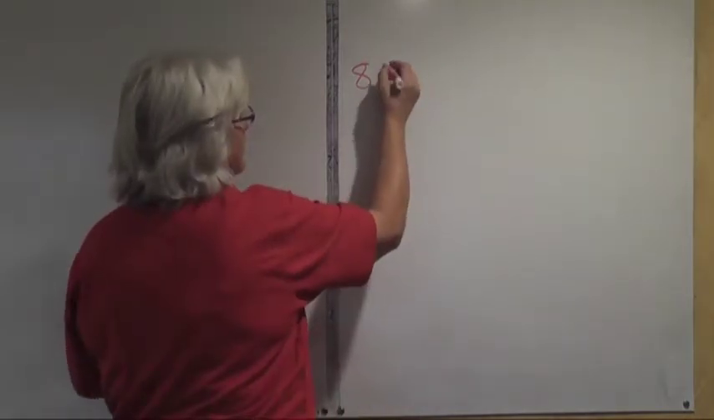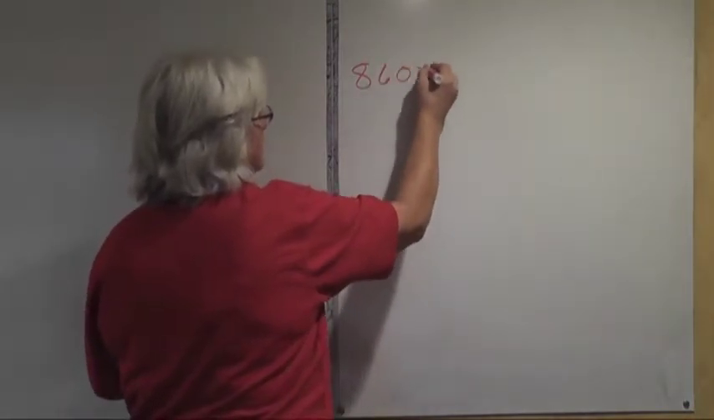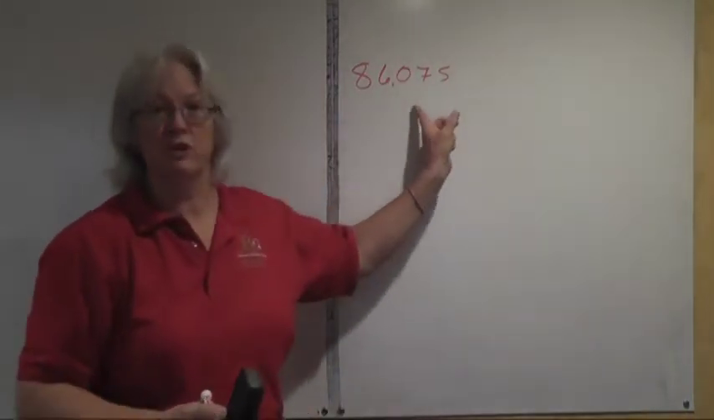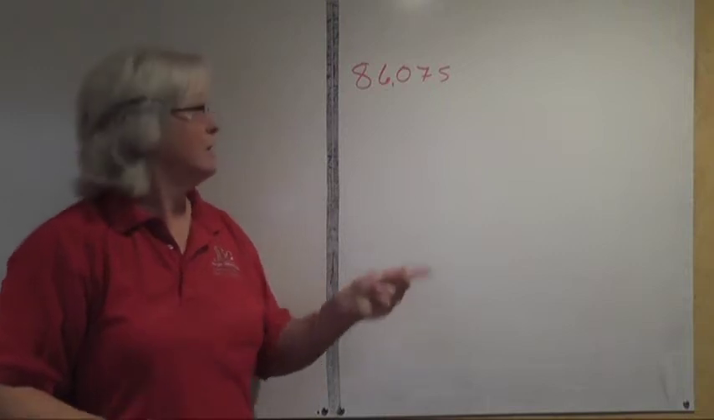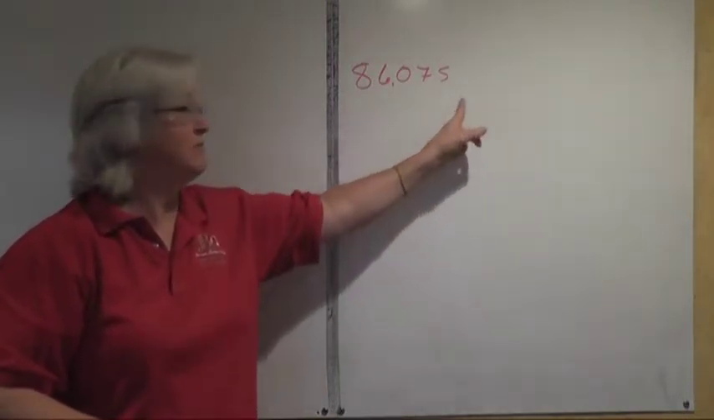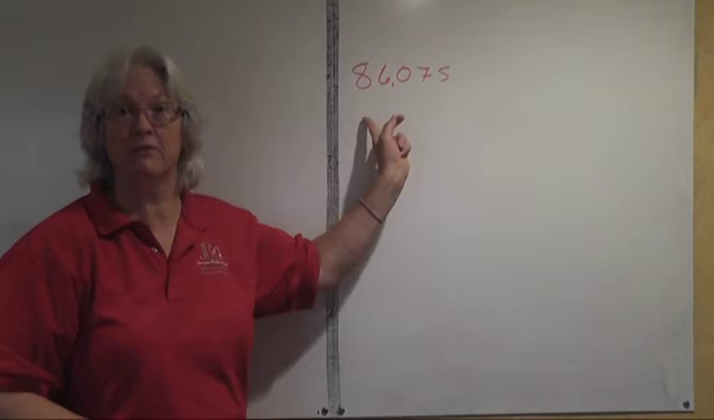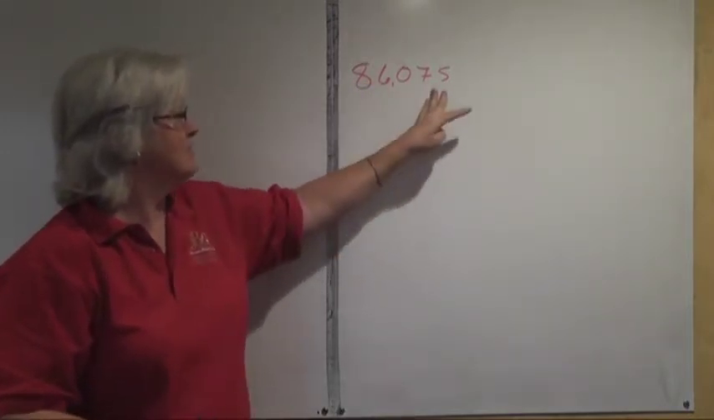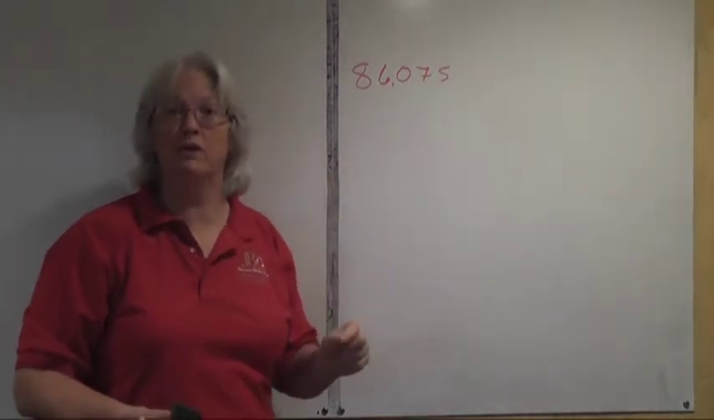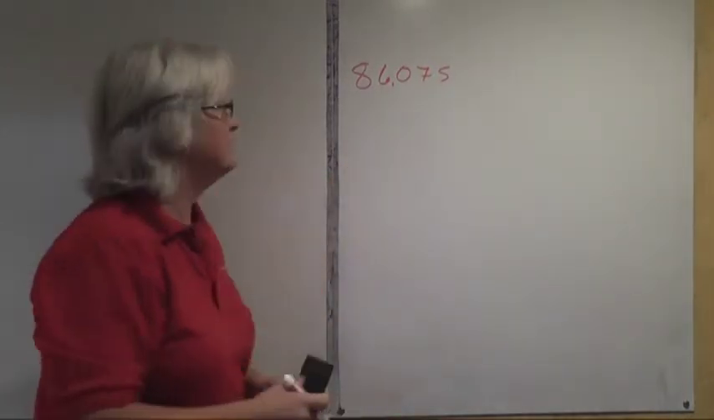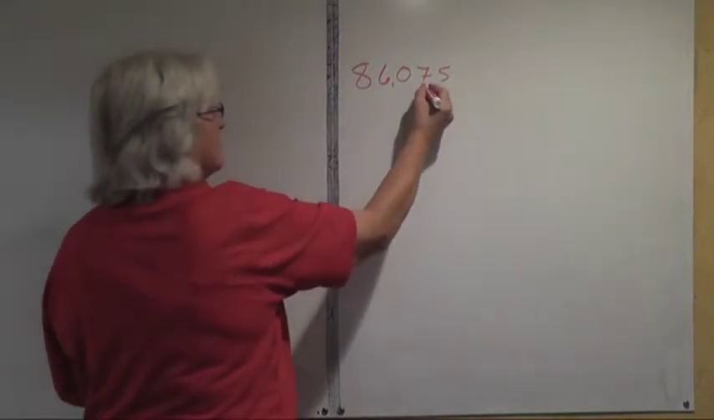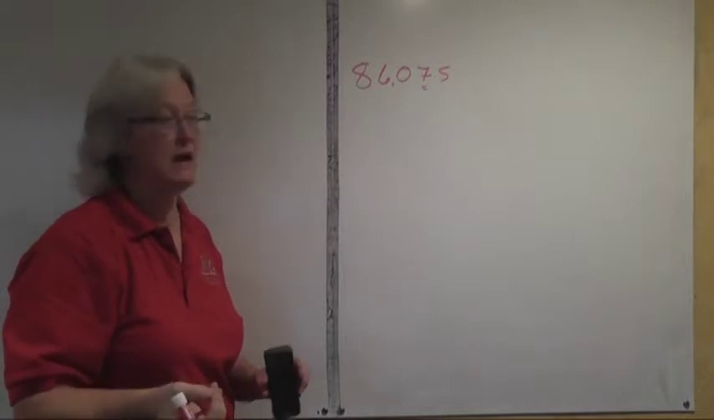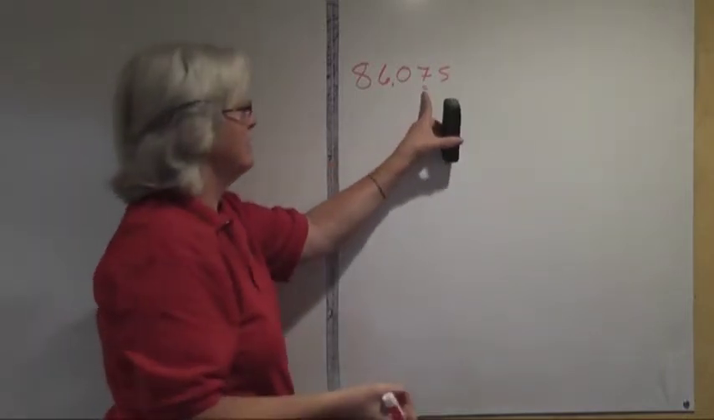let's go back to 86075. First, I'm going to treat this just as a whole number. We have 86,075. There's no decimal point. So you just read it 86,075. First, we want to round it to the nearest 10. When we round to a specific place, we're going to round it to the nearest 10. What digit's in the tens place? It's a 7. This is a 5 or greater, so we round up.